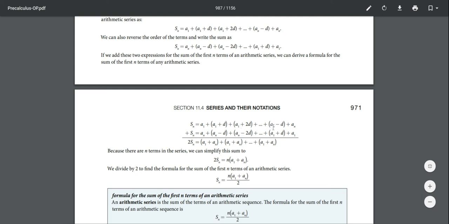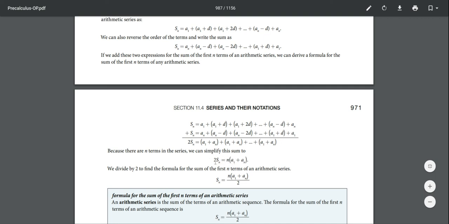Here I get an plus a1 minus d plus d. D's cancel. Hopefully we're seeing the pattern here. I'm getting a1 plus an every time. So I just have a bunch of a1 plus an's. And how many of these do I have? Well, I have n of them because I had n terms in this equation and I had n terms in this equation. So I must have n of these. So I can just rewrite this side as n times a1 plus an.